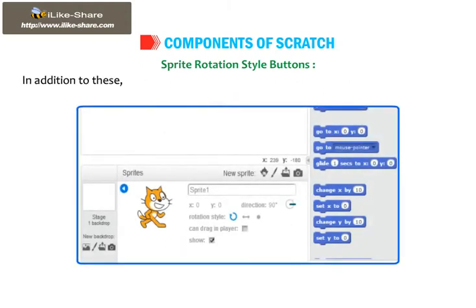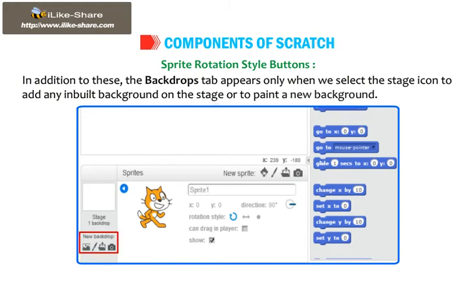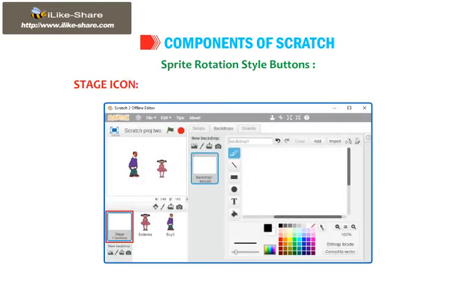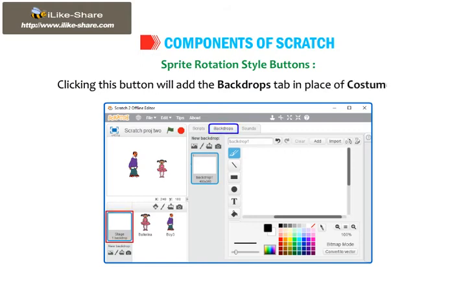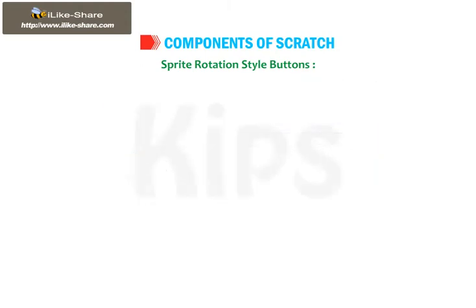In addition to these, the Backdrops tab appears only when we select the stage icon to add any inbuilt background on the stage or to paint a new background. Stage icon. The stage icon is present at the left of the sprite list. Clicking this button will add the Backdrops tab in place of Costumes tab. Using this tab, we can import any background on the stage.